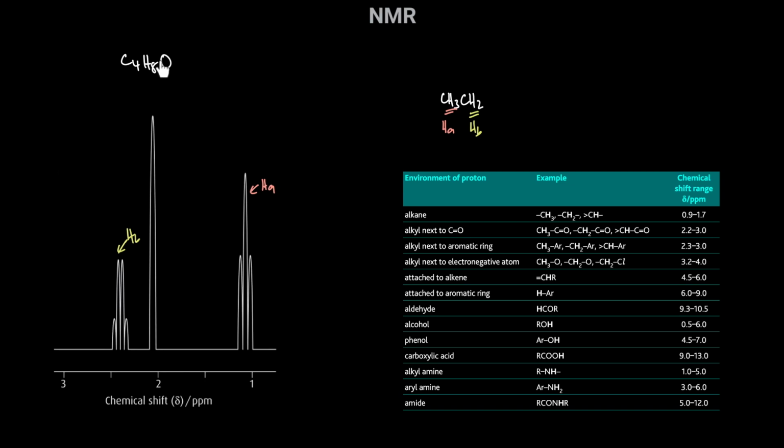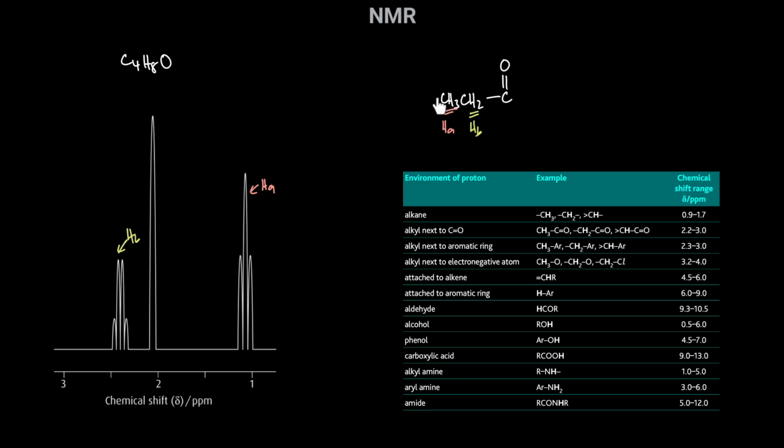We need to figure out the oxygen containing group here. We know that the CH2 shifts in the range 2.2 to 3 parts per million, and the only oxygen containing group that could cause that is if this CH2 was bonded to a C double bond O, right? That would shift in the range 2.2 to 3 parts per million. So that would be roughly 2.4 in this case. So this CH2 is bonded to a C double bond O, right?